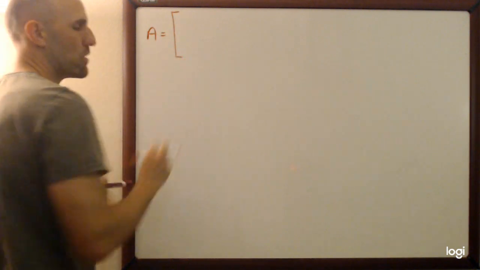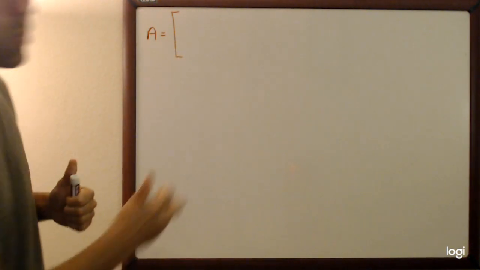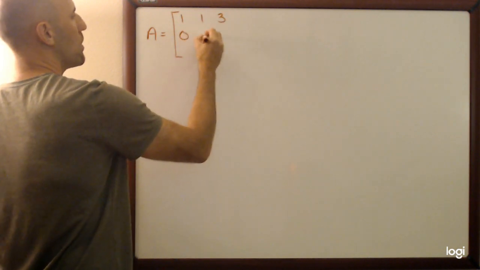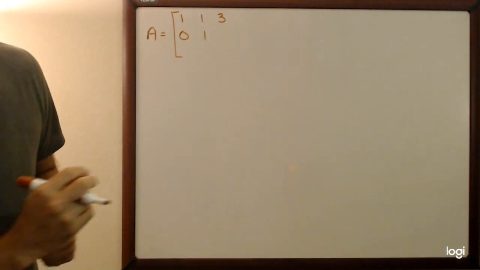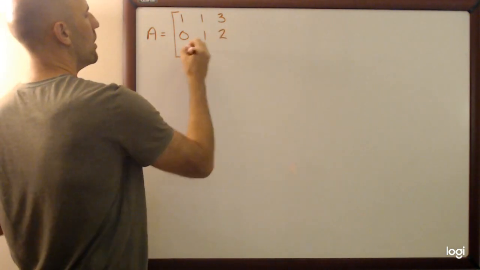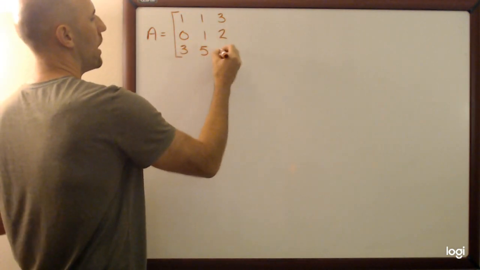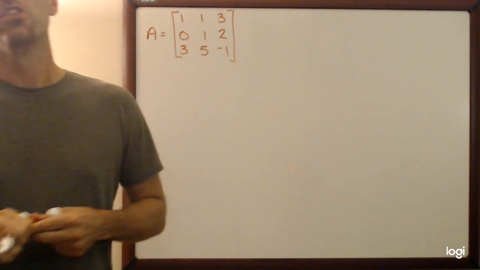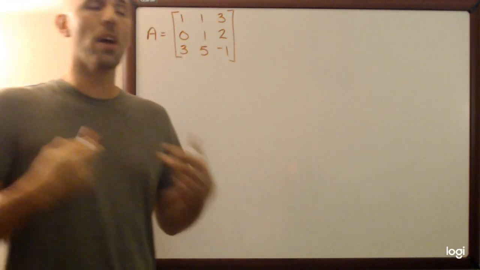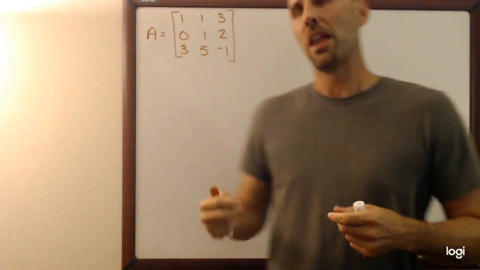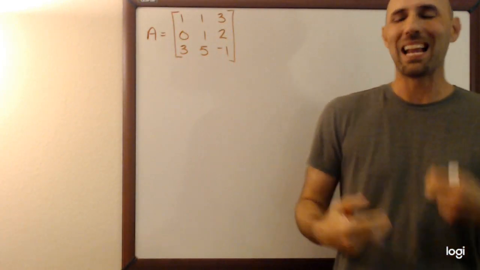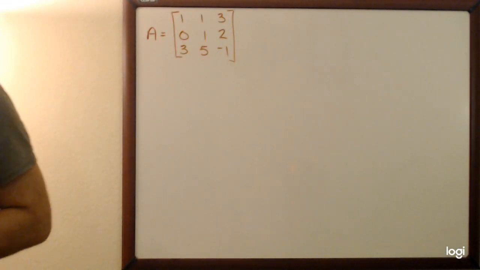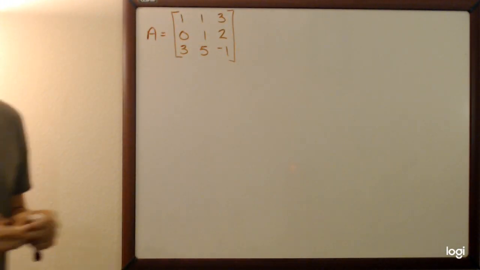Let's say my matrix is 1, 1, 3; 0, 1, 2; 3, 5, negative 1. So this is a 3 by 3 matrix. Okay? So what I'm looking for is another 3 by 3 matrix that if I multiply it by this one, I get the identity matrix I3. Okay? All right, here's the process by which we're going to do that.